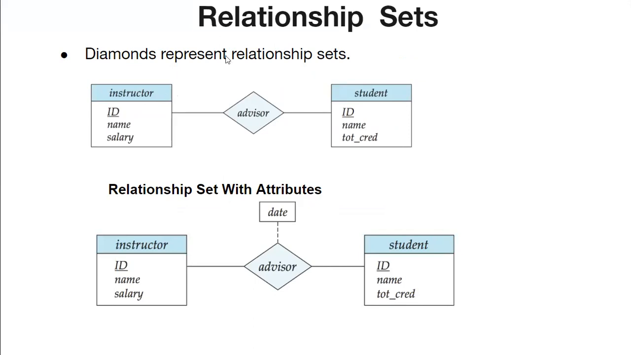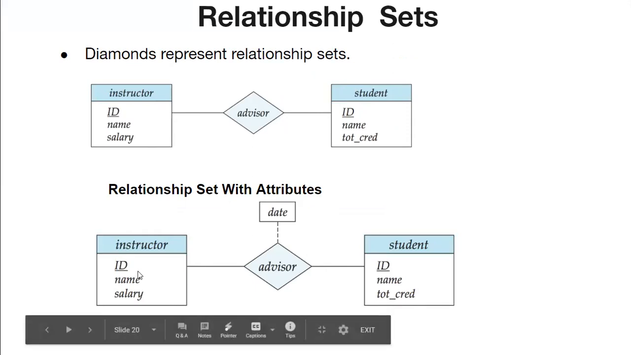Now this is an example of a relationship set: how two entities are related to each other. A relationship is basically an association between entities. Here we say an instructor advises a student. So the instructor is advising the student. In this case there is an association, and we have given a name to the relationship set, and that name is advisor.